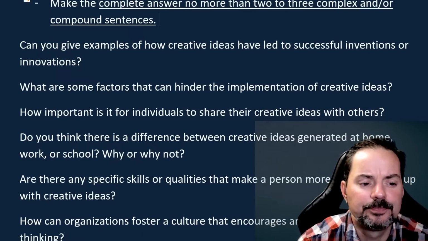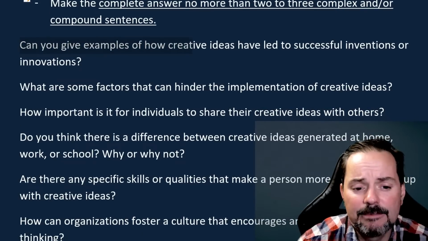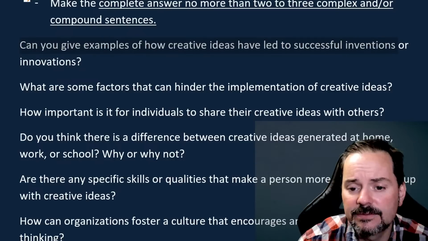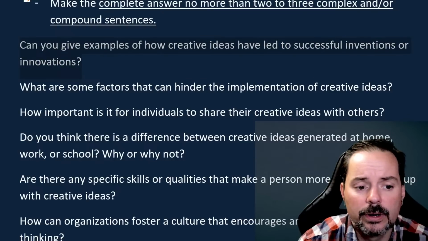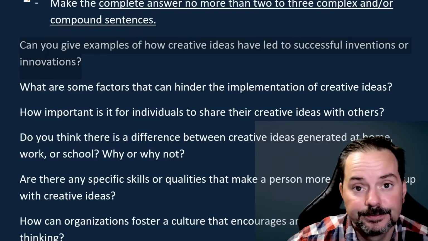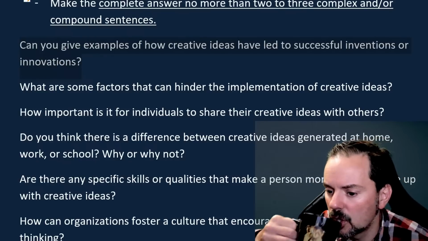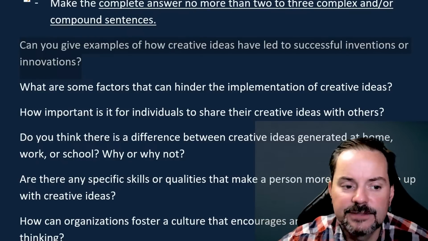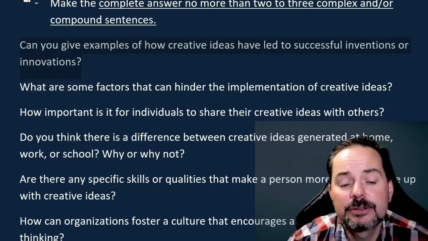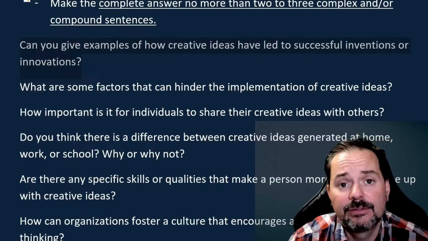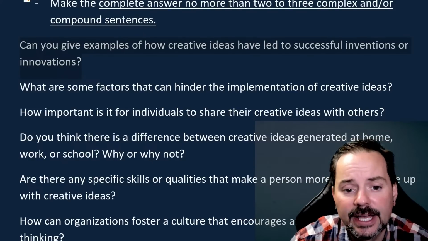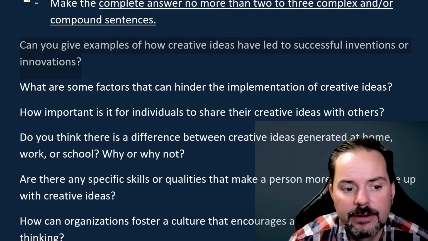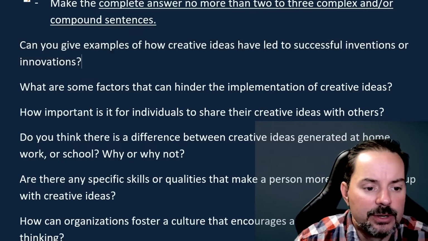Next question. Can you give examples of how creative ideas have led to successful inventions or innovations? Give me a nice full sentence answer for this one. Examples of how creative ideas. Now here's where you have to think fast. So what is a creative idea and what is an invention? So think about an invention. I'll show you how my brain would approach this.